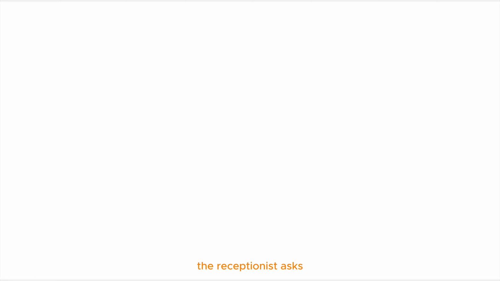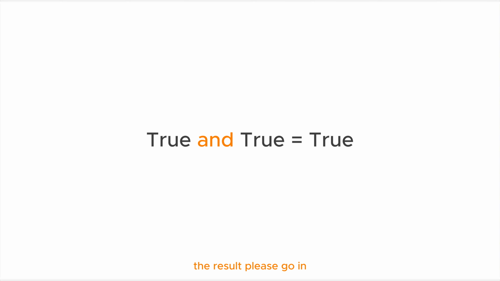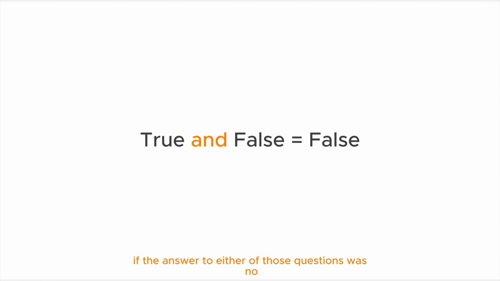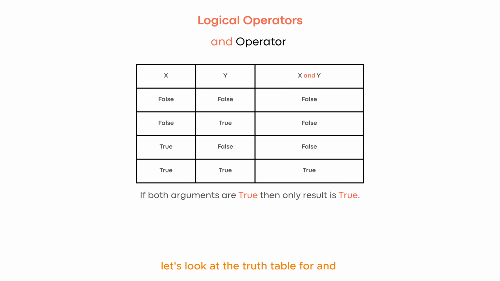The receptionist asks, do you have the free service card? Yes. Do you have an appointment ticket? You say yes. The result, please go in. If the answer to either of those questions was no, you could not go in. Let's look at the truth table for and.